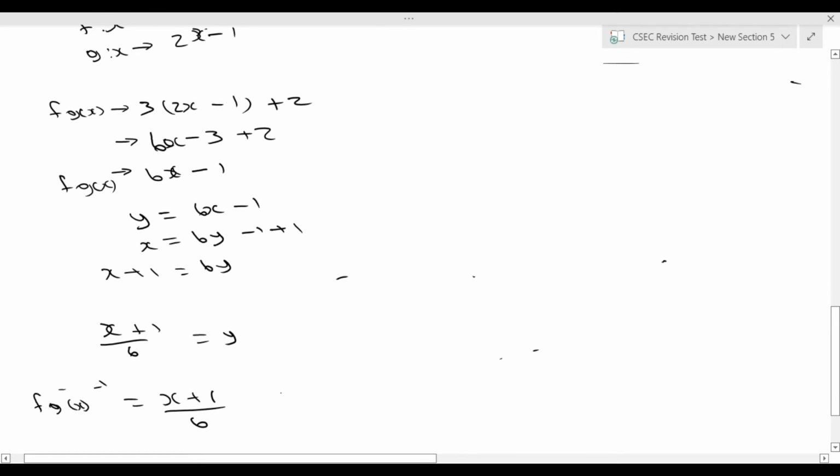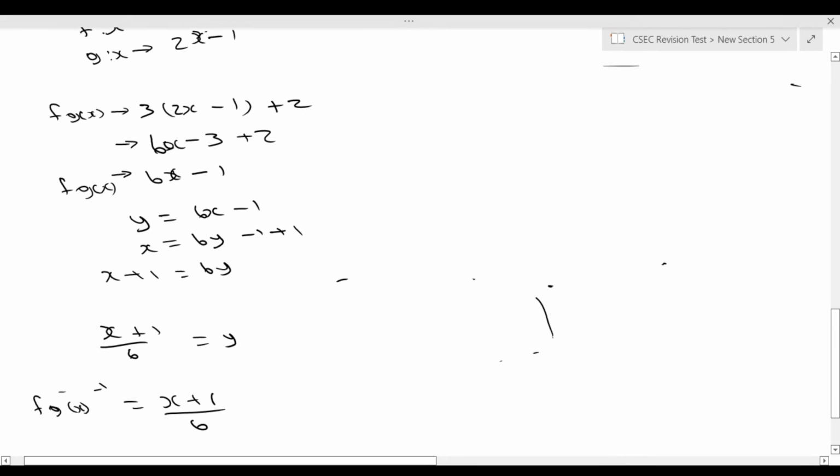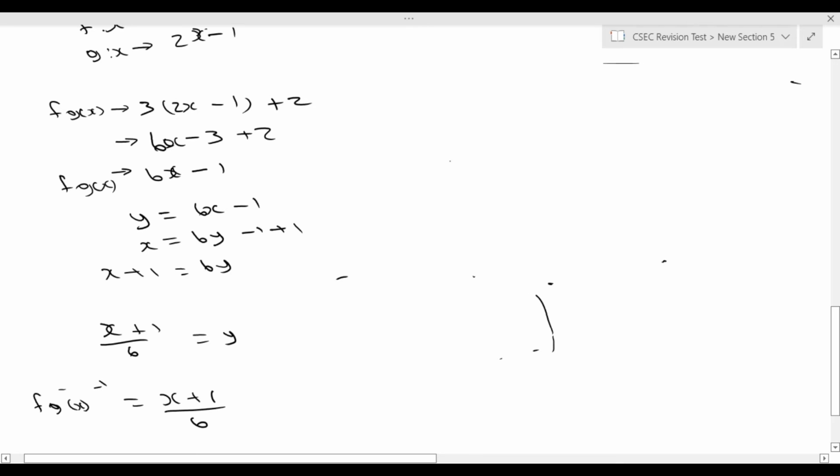And the answer then is x plus 1 over 6. All right, our fourth part was to substitute the value of x equal to -2. After we did this part, where are we? So we are to find f of g inverse at x equal to -2.